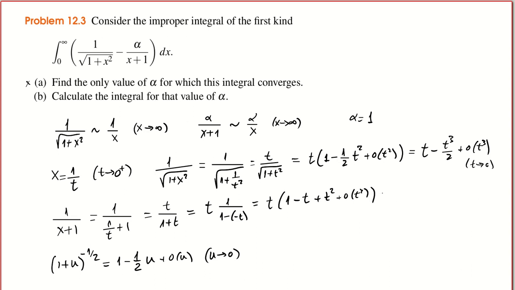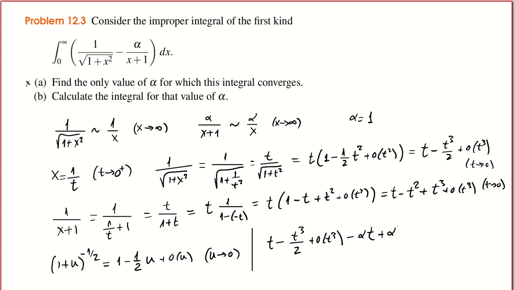You can stop there, because then we have t minus t squared plus t cubed plus o(t cubed) when t goes to infinity, right? And now we can just subtract, okay? If we subtract both of these functions in terms of t, this first function is t minus t cubed over 2 plus o(t cubed), and we have to subtract alpha times this other function, right? So minus alpha t plus alpha t squared minus alpha t cubed plus o(t cubed).